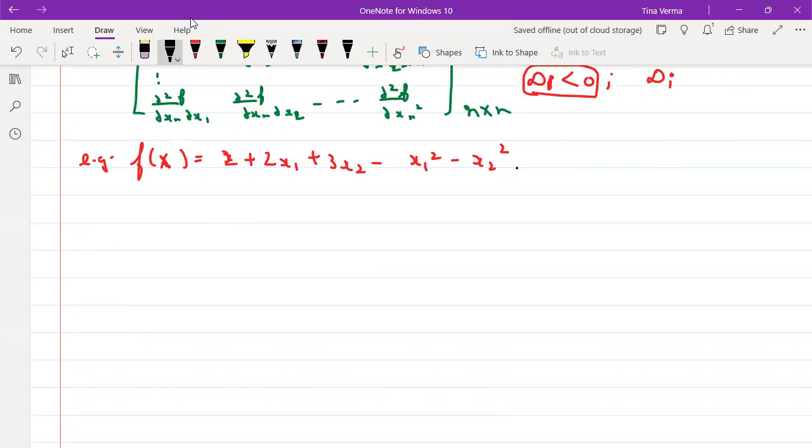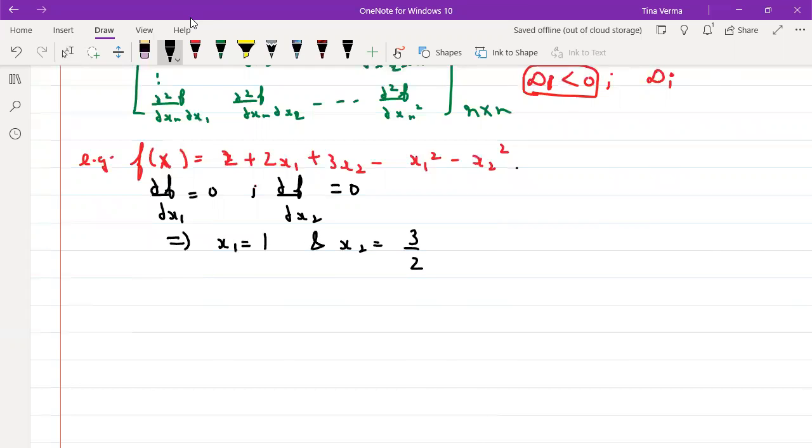So in this, you will equate ∂f/∂x1 firstly equal to 0, ∂f/∂x2 equal to 0. Will you equate? You will have two equations in two variables so that you can solve, and you will get the value: x1 is 1 and x2 will be 3/2, right? Next step is you have got the point now, x1 and x2. This is coming as (1, 3/2).